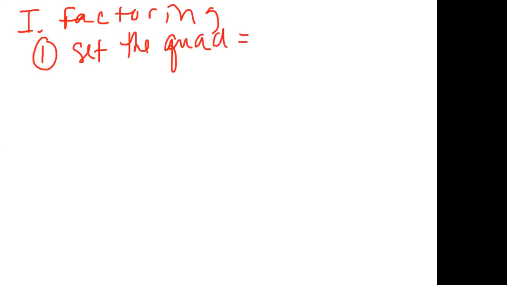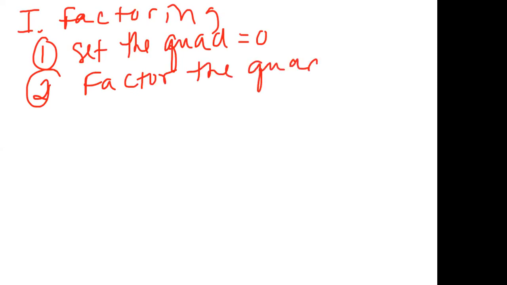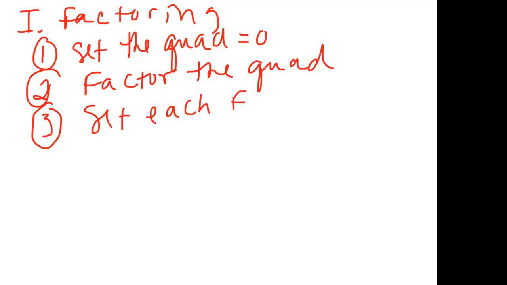Now, when it comes to factoring, I'm going to give you some steps. Step number 1, you want to set the quadratic equal to 0. Next, you want to go ahead and factor the quadratic equation, factor it. Number 3, once you factor your quadratic, you want to set each factor equal to 0 and solve.